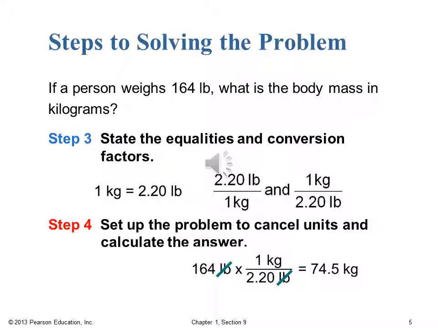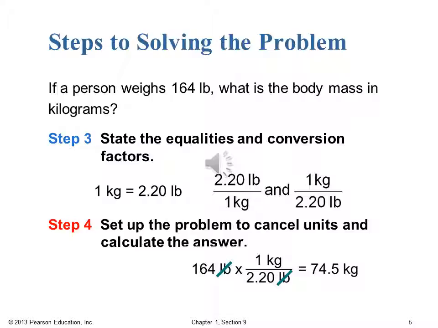So now when we set up the problem, notice we do have to go with the 1 kilogram in the numerator, the 2.20 pounds in the denominator. If we went with 2.20 pounds in the numerator and 1 kilogram in the denominator, the pounds wouldn't cancel. We'd end up with final units of pounds squared per kilogram, and that's wrong. Mathematically it's wrong, because we'd end up multiplying by 2.2 pounds instead of dividing through. So be careful. It does matter which conversion factor you select.